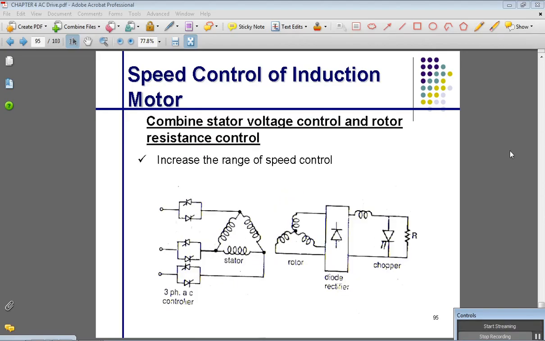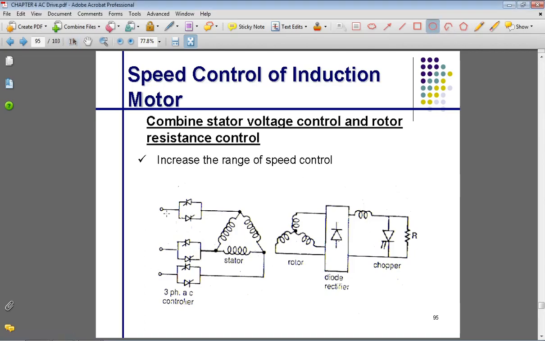In this last slide of the speed control topic, it shows that for the variable slip method, we can combine both approaches, stator voltage control and rotor resistance control, to increase the range of speed control. On the stator side, use stator voltage control. On the rotor side, use chopper control.